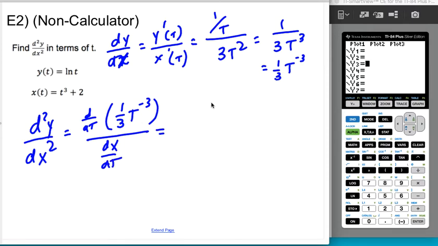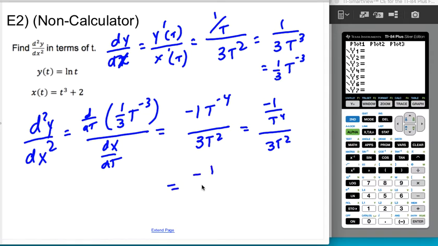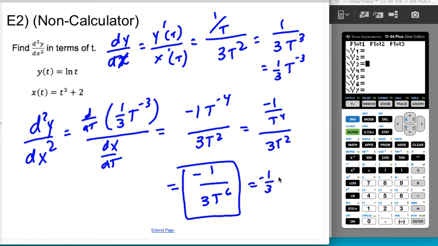So when I differentiate the top, right, I'm going to get a negative 1t to the negative 4th, and on the bottom, I have a 3t squared. So that's a negative 1 over t to the 4th divided by a 3t squared. My final answer ends up being a negative 1 over a 3t to the 6th. Or an equivalent answer, like it would be fine to leave this as a negative 1/3 t to the negative 6th or something like that.